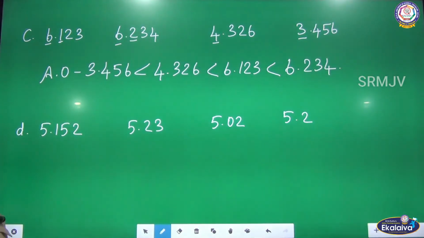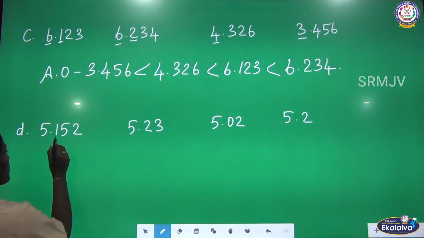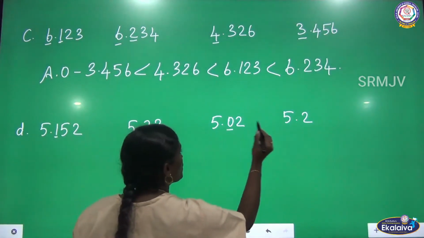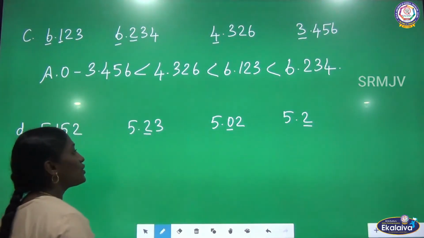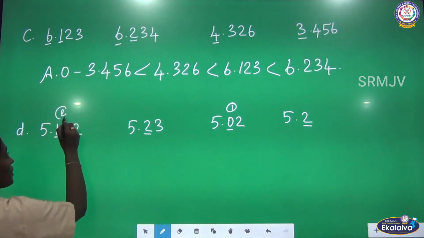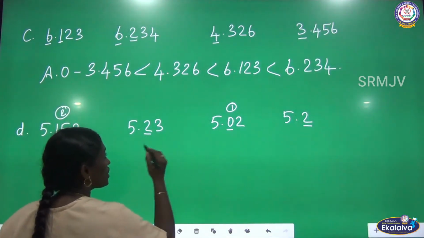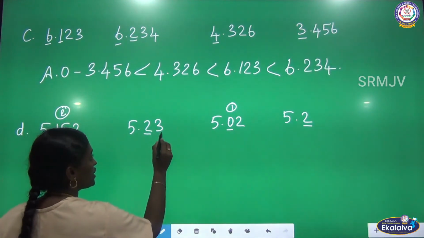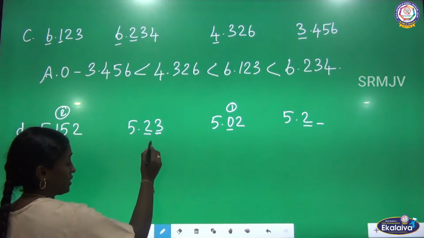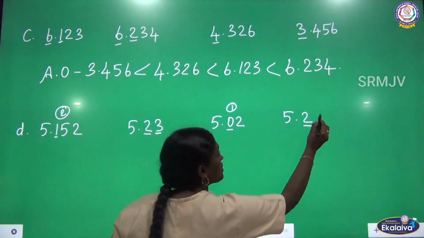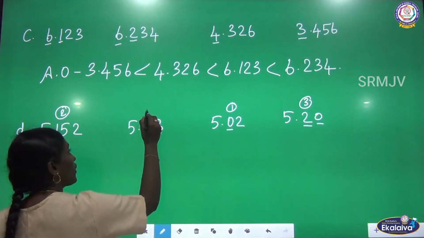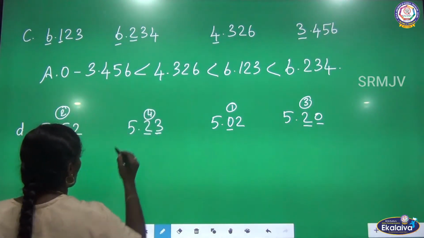In all the decimal numbers, the whole number part is 5. So we are going to compare the first decimal place 1, 2, 0, 2. Here 0 is the smaller. Then 1 is the second smaller. Then in the remaining two numbers, we are having 2 in the first decimal place. So we have to compare the second decimal place. Here 3, here 0. So this is the third one, and 5.23 is the greater number.